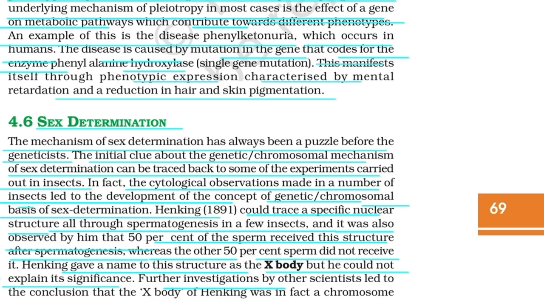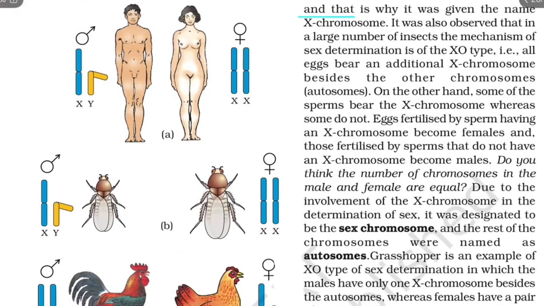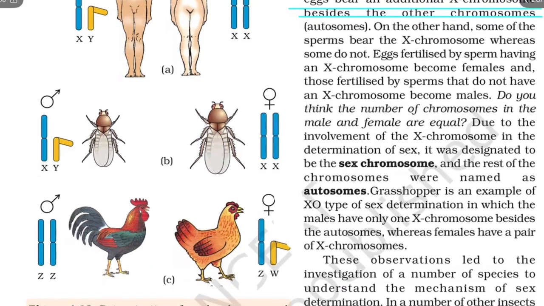but he could not explain its significance. Further investigations by scientists led to the conclusion that the X body of Henking was in fact a chromosome, and that is why it is given the name X chromosome. It was also observed that in a large number of insects the mechanism of sex determination is of the XO type. It means all eggs bear an additional X chromosome besides the other chromosomes, the autosomes. On the other hand, some of the sperms bear an X chromosome, whereas some do not. Eggs fertilized by sperm having an X chromosome become females, and those fertilized by sperm that do not have an X chromosome become males. Do you think the number of chromosomes in the male and female are equal?